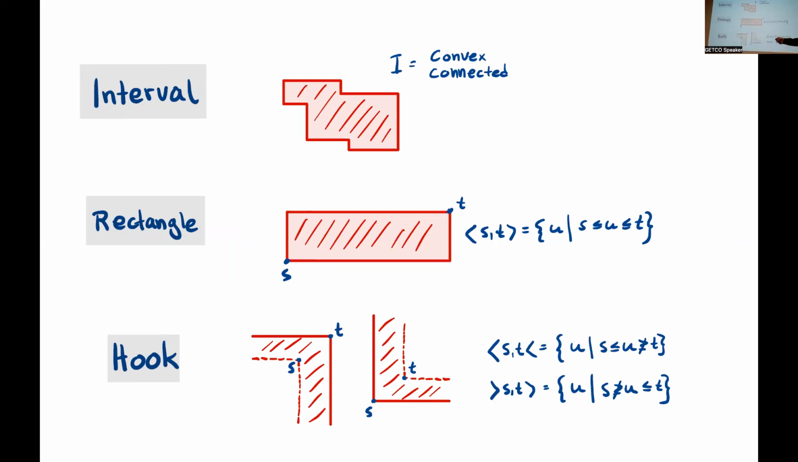So every 2 points inside the interval can be connected by a finite shape of comparable elements. And a rectangle is just something that has a unique minimum and a unique maximum, and a hook is something like this. Somehow it comes from all the way down to the bottom here, like to infinity, and then it just cuts out this part here. That's going to be a hook.